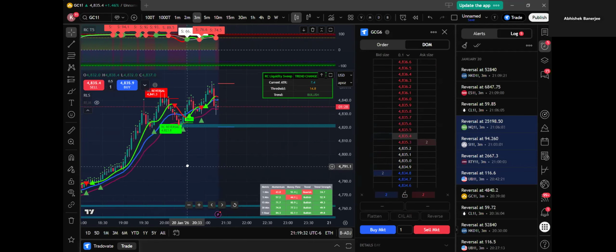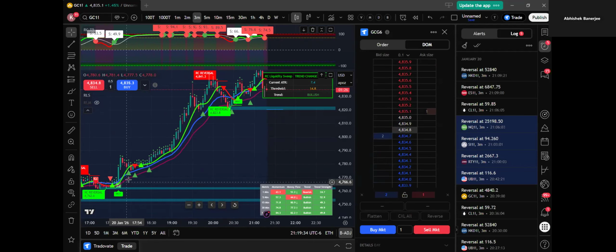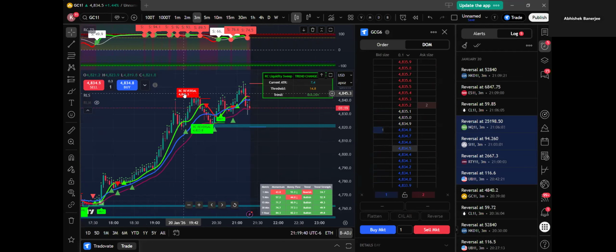So you don't need to do scalping. You can hold the trades. This is like swing buy, swing sell. So this is where you got a swing buy. Here you got a swing sell, but the overall trend is bullish. So the drop was only for a small amount of time.